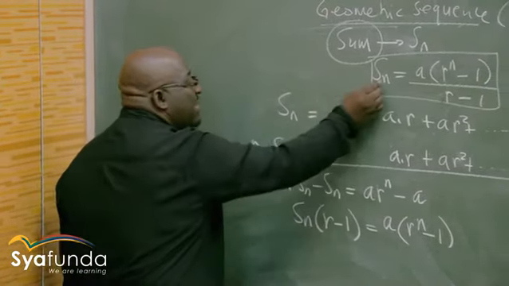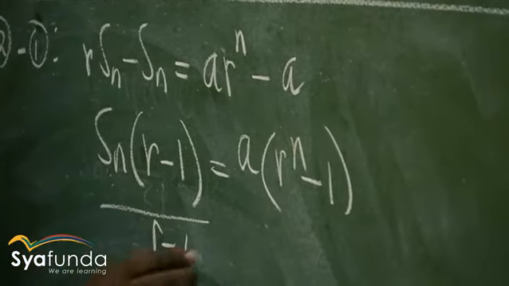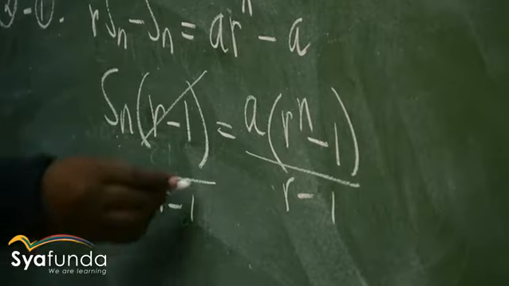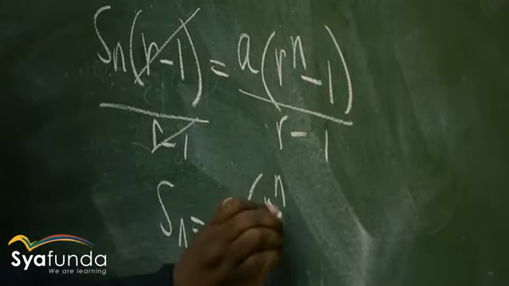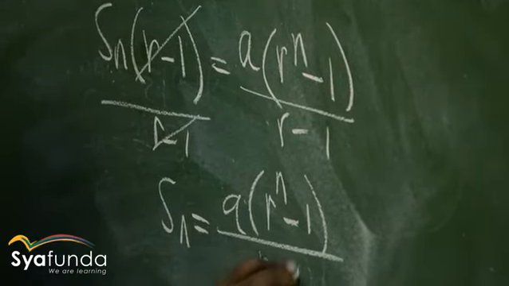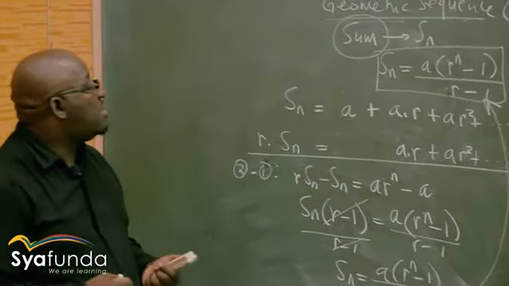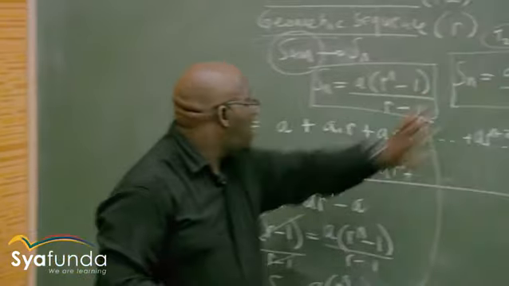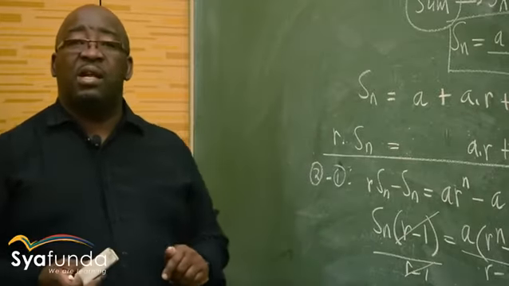We want to make Sn the subject. If we want to make Sn the subject, what must I do? I've got to divide by R minus 1 on both sides. This goes with that one. We're left with Sn is equals to A into R to the power n minus 1 over R minus 1, which is exactly what we wanted to get. So it is true that Sn is equals to A into R to the power n minus 1 all over R minus 1. Remember, if you want to prove this one, here you will say equation 1 minus equation 2. You'll get that one exactly as it is. Thank you.